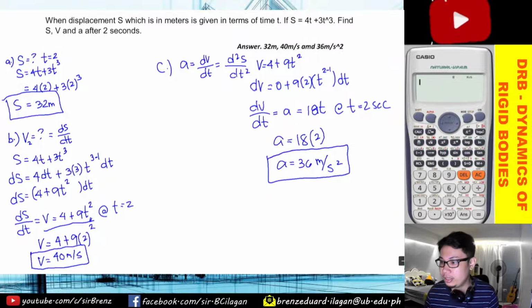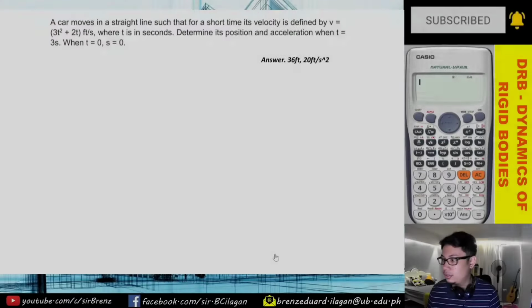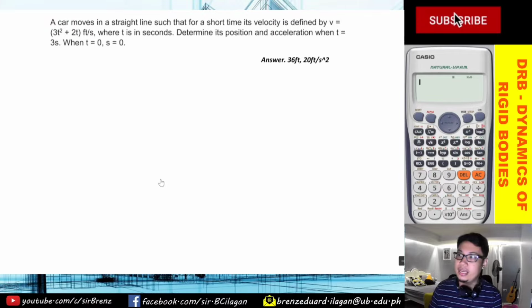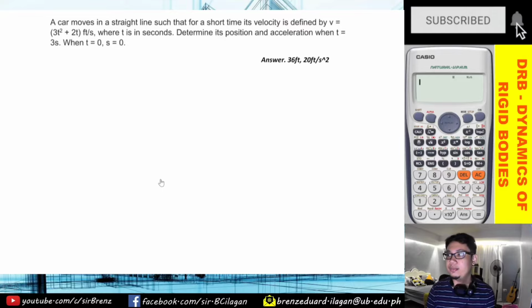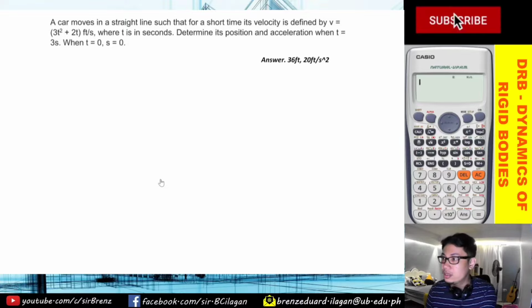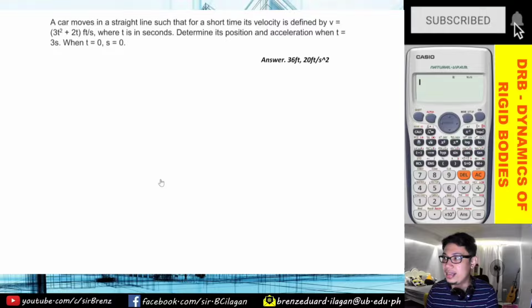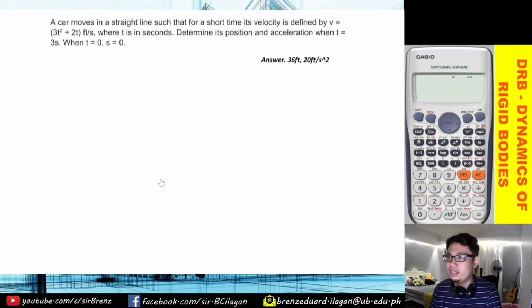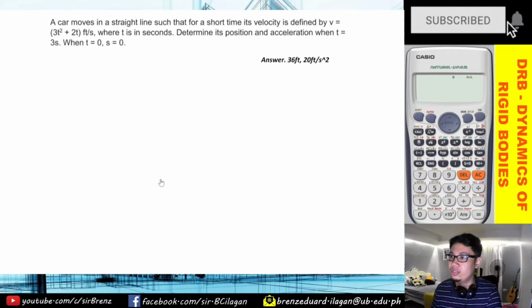Okay, stop copying. Let's proceed with the next problem. For problem number 2, basahin natin. A car moves in a straight line such that for a short time, its velocity is defined by v is equals to 3t squared plus 2t, in feet per second, where t is in seconds. Determine its position and acceleration when the time t is equals to 3 seconds, when t is equals to 0 and the displacement s is equals to 0.